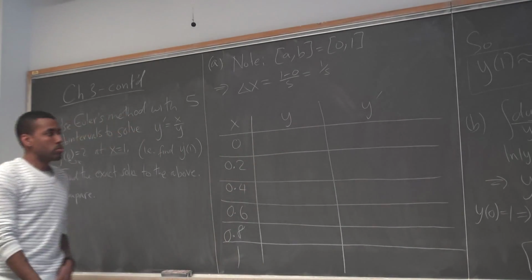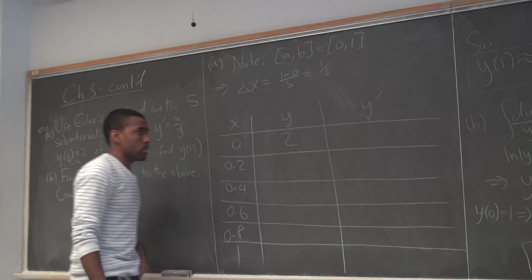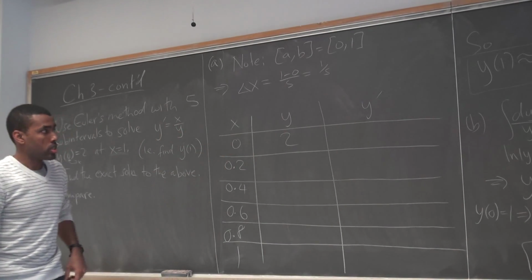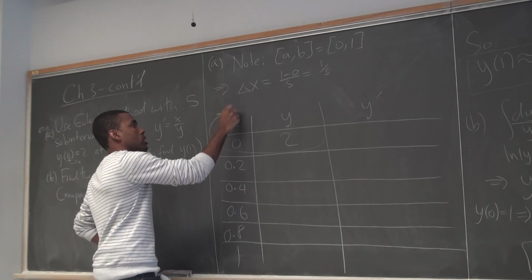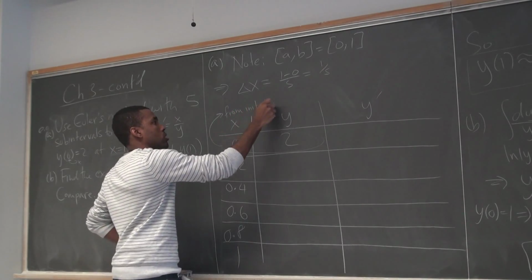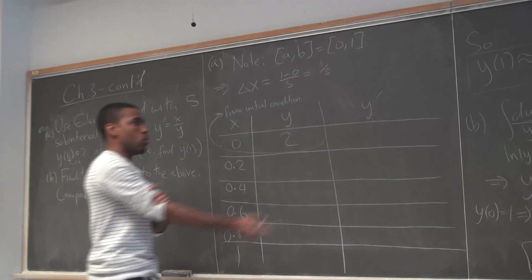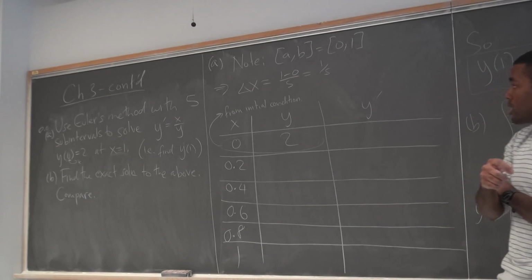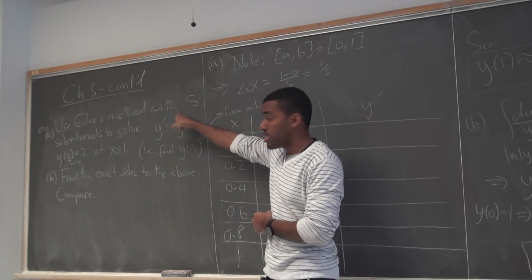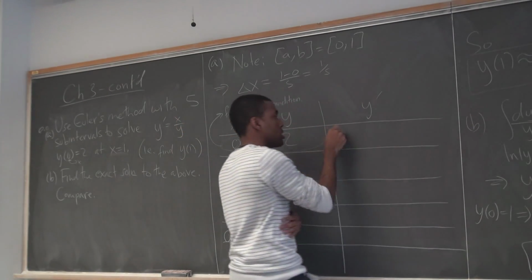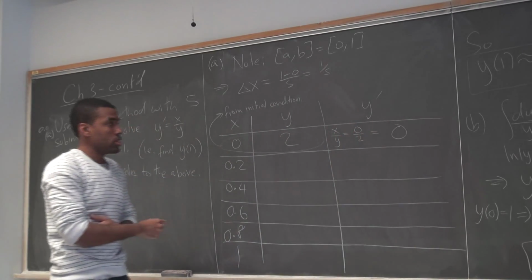What goes here? 2. When x is 0, y is 2. That was just given from the initial condition. Now what is y prime? 0. How do you get 0? According to the formula I was given, the derivative in this case is x divided by y. So it's 0 over 2, which is 0.